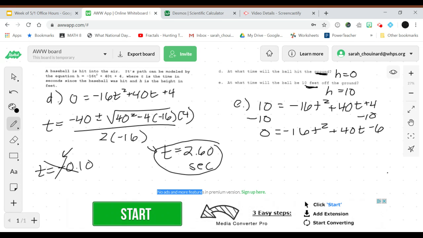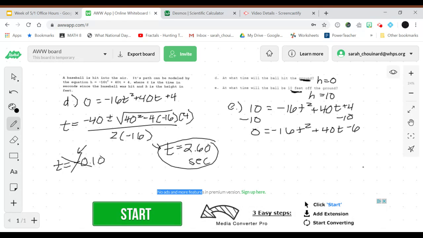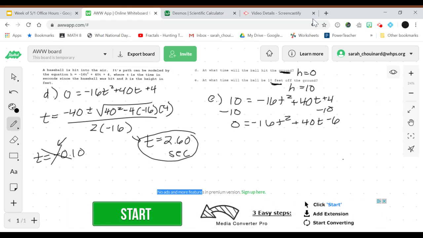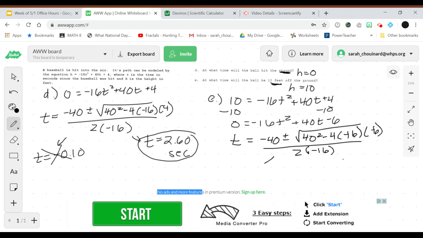And then again, typically these are not factorable. So I'm just going to jump back into the quadratic formula and I'm going to get negative b plus or minus the square root of b squared minus 4 times a times c over 2 times a. And again, this is going to give us 2 times. So let's see what the calculator says.